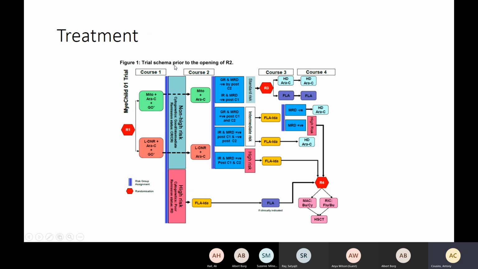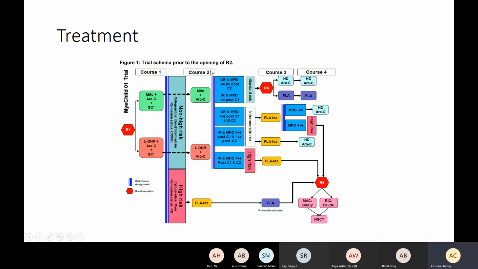By the time we've got through the first course, we expect to know whether someone's high risk or not high risk, and high risk will be determined by the fact that either they have bad genetics that we found, or we haven't managed to induce a good remission. Either of those things is a very high risk feature, and if you're high risk, you get more intensive chemotherapy and you get a stem cell transplant.